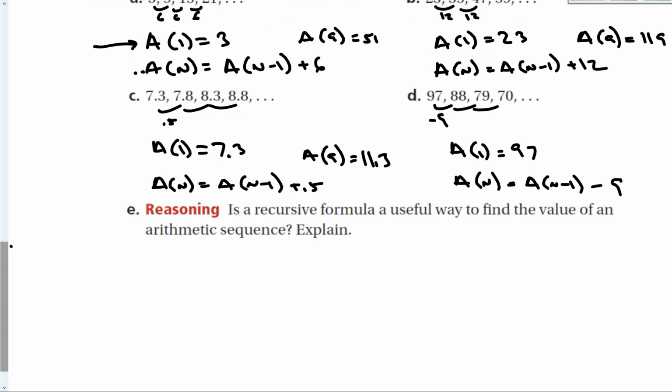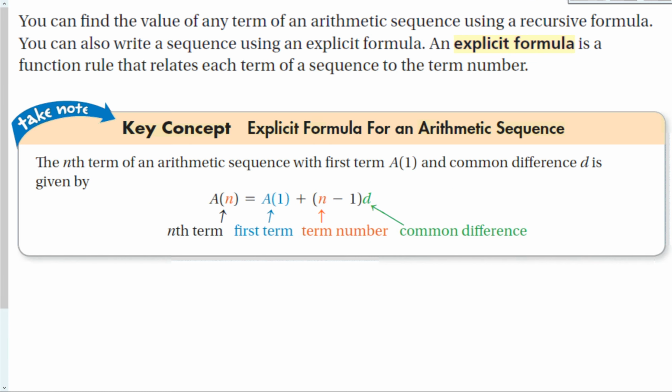So is a recursive formula a useful way to find the value of an arithmetic sequence? Yes, it is, provided the sequence is not too long, provided you don't want a really, really high value. 9 was not so bad. Beforehand I just added each difference 5 times to get the next one. There is a better way to get values for these sequences if you want to find one in the future.